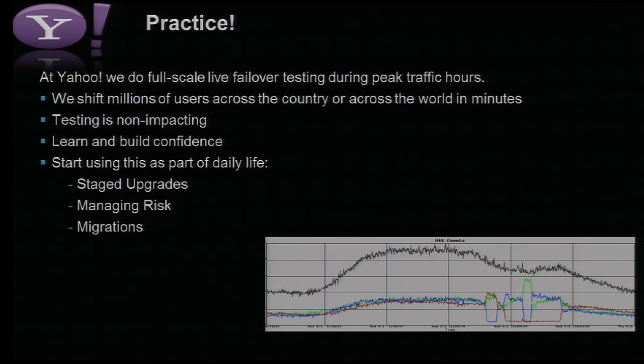In practice, failover is not supposed to be just for airplane into building. At Yahoo, we do it all the time. We do live testing during peak traffic hours, shifting millions of users from coast to coast, from continent to continent. It's non-impacting. Nobody knows we're doing it. We learn, we build competence, and we've started actually doing it as part of our daily life.